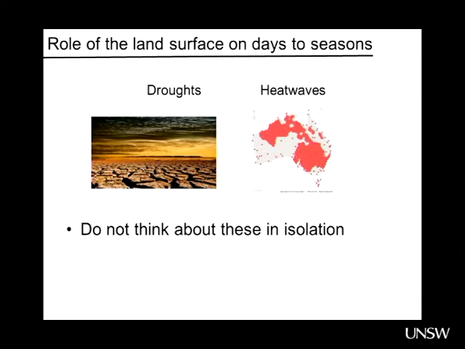I'm moving on now to the role of the land surface on relatively short timescales. And I'm going to talk a little bit about the role of the land in droughts and heat waves. And I'm going to argue, and I'll try and bring it back at the end, to try not to think about these in isolation, because I think they're interwoven with similar processes.